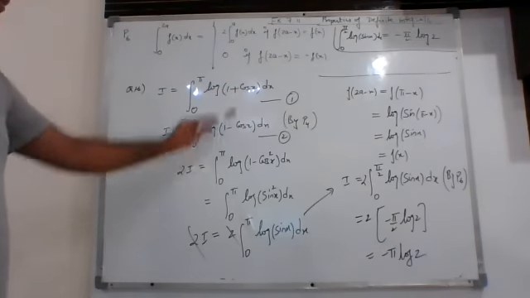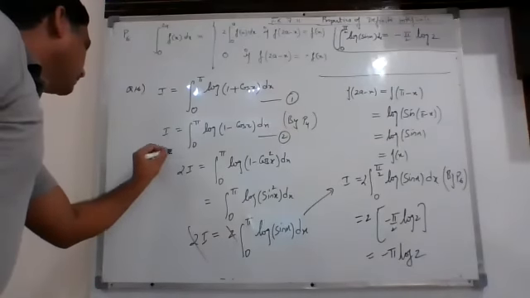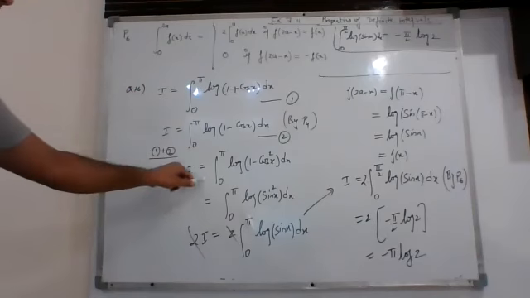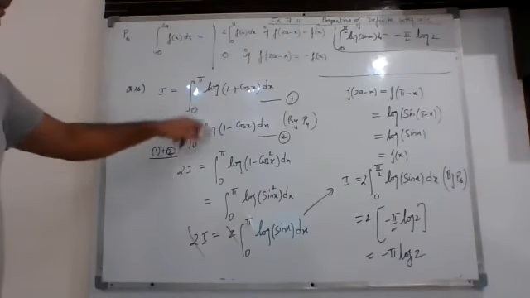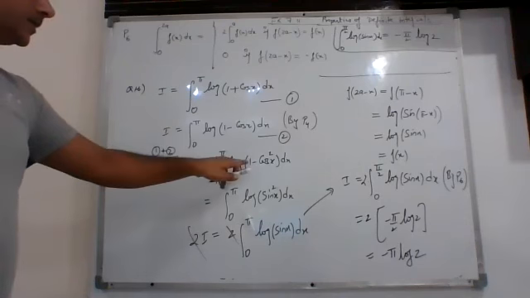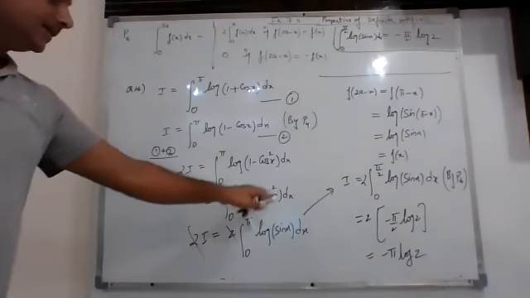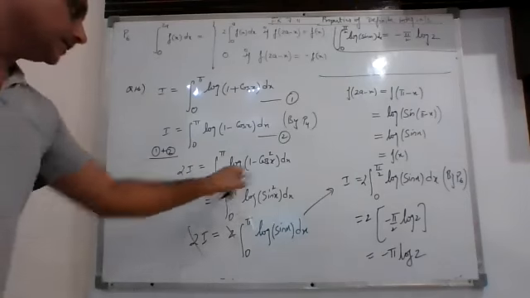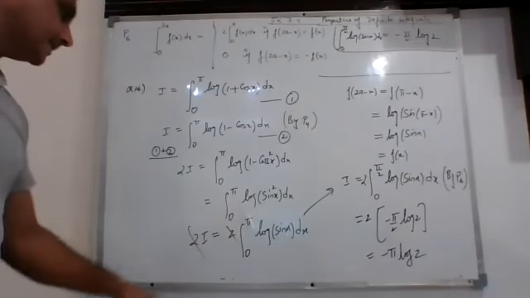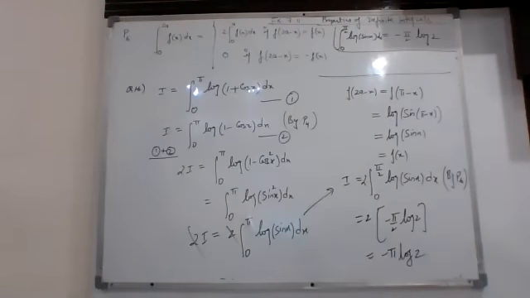So call it as number 2, add 1 and 2. So when you add 1 and 2, you will get I plus I as 2I, and here 0 to pi. I had just applied that property of log. So it can be written as log mn. So that is log of 1 minus cos square x. Now 1 minus cos square x is sine square x. You can take this 2 common by using that third property of log. 2 and 2 will cancel out. So now finally I is 0 to pi log sine x dx.